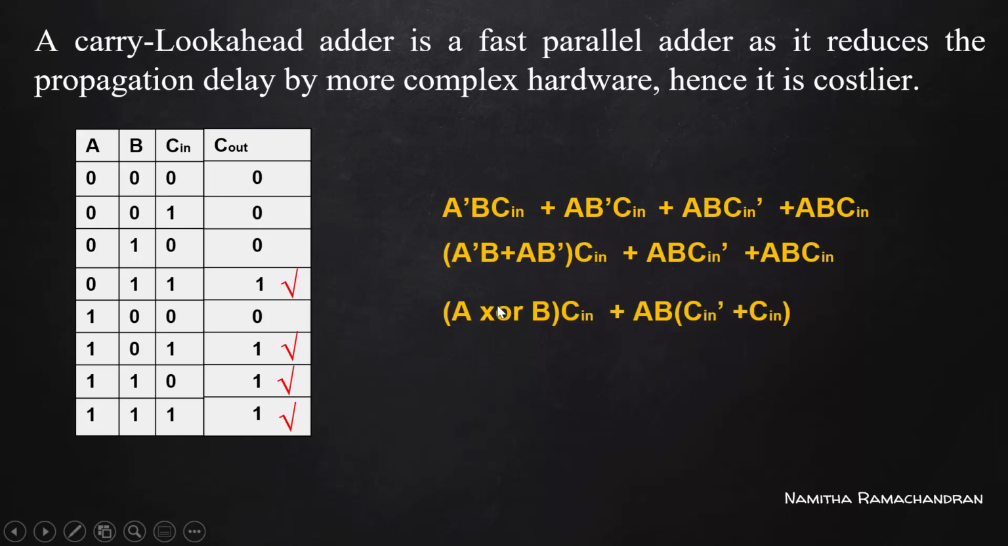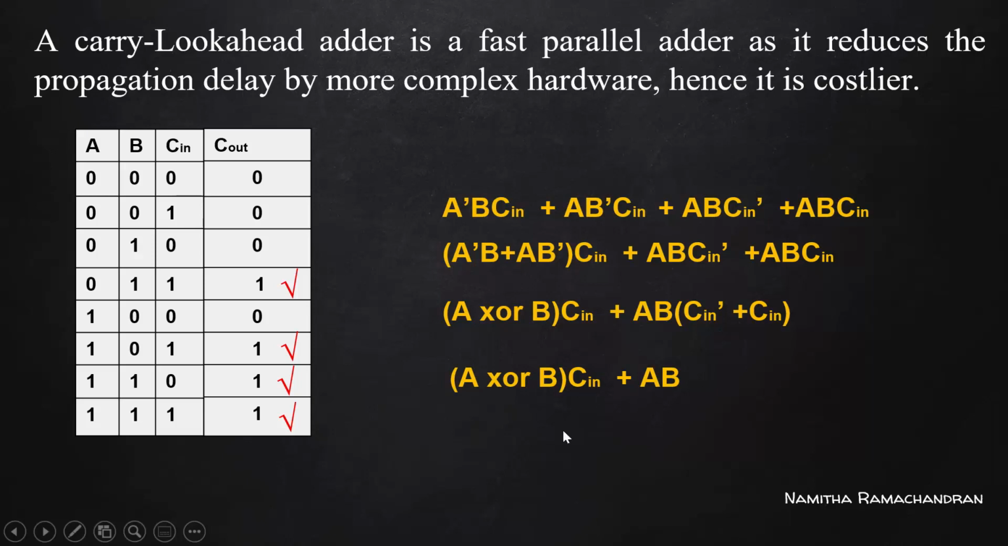So consider this particular reduction we have already discussed in our full adder discussion video. This is the final expression corresponding to our carry output in case of full adder. So this is the expression A XOR B and C in, or A and B. Once more, A XOR B and C in, or A and B.